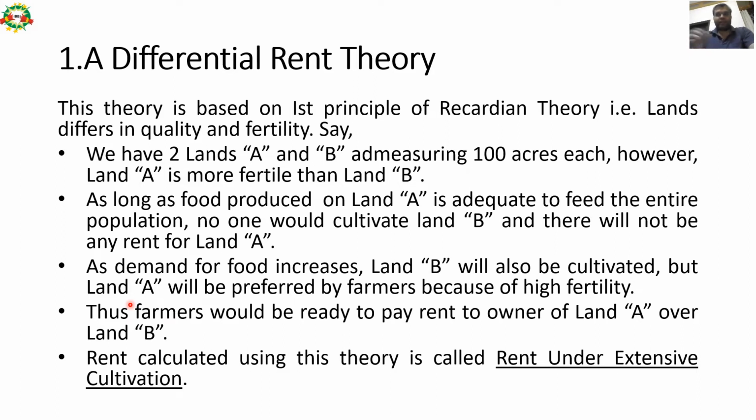Those who will not be able to get land A will be forced to cultivate land B, which is infertile or less fertile. So rent calculated using this theory is called rent under extensive cultivation. Please note down this terminology. Sometimes a 1 mark theory question comes out of this line only. Rent calculated using this differential rent theory is called rent under extensive cultivation.